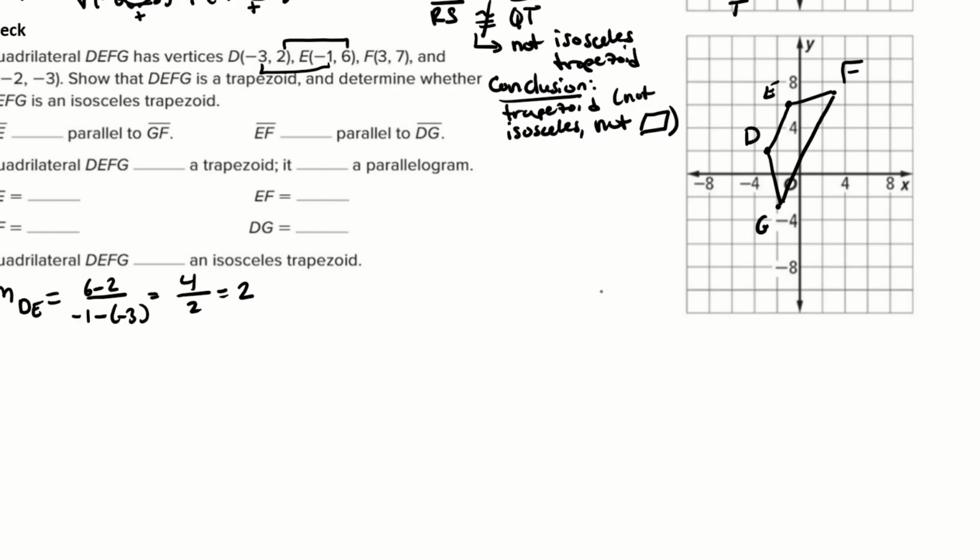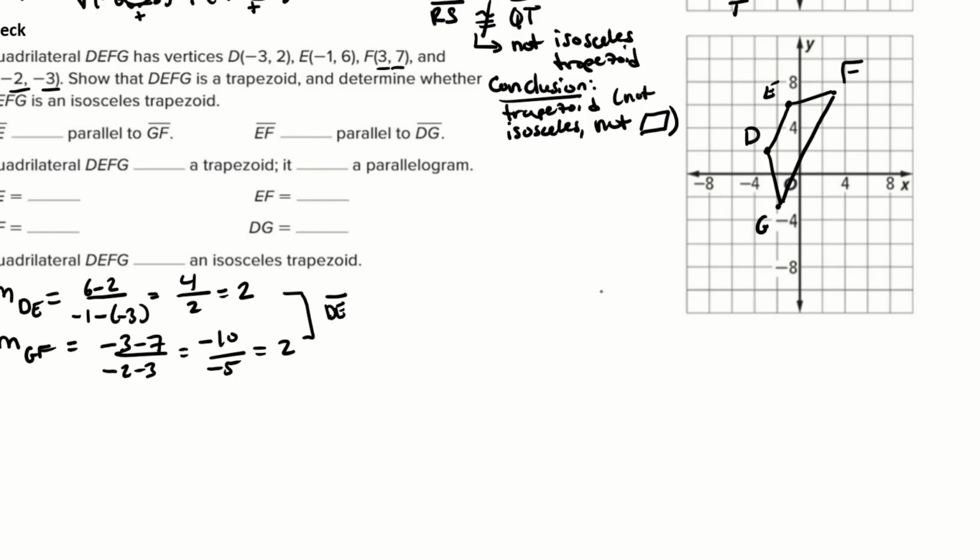Okay, so now let's do the slope of GF. So that's going to be negative 2 and 7 for the y coordinates. So 7, oops, sorry. It doesn't matter the order, but you want to be consistent. So I'm going to do negative 3 minus 7, and then negative 2 minus 3 for the x coordinates. We get negative 10 over negative 5, which is positive 2. So we can see here that DE is parallel to GF, okay?